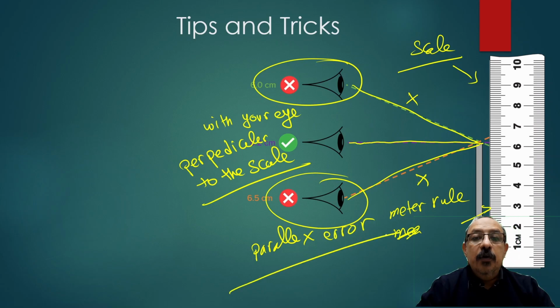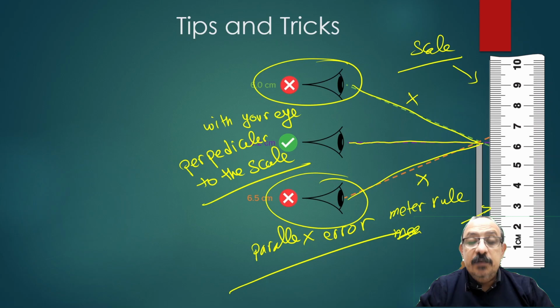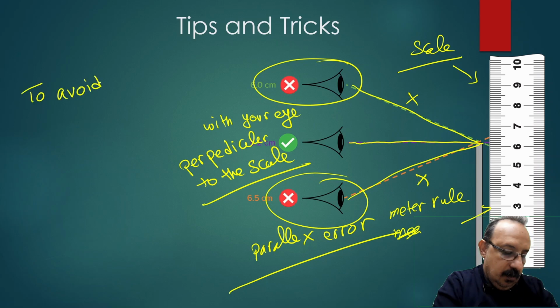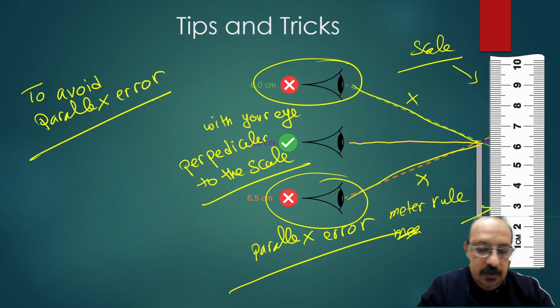So if you are observing any kind of scale similar to a meter ruler or something like this, always observe it perpendicular. Why should we do that? To avoid parallax error. Okay, so this is how you should observe a scale.